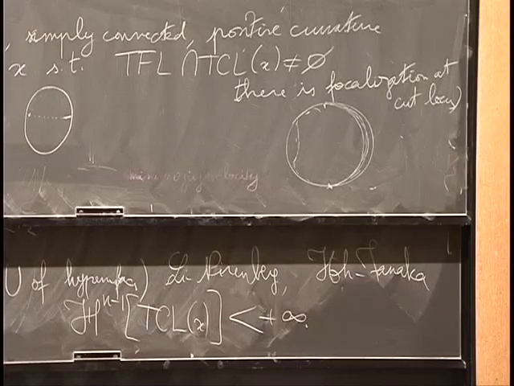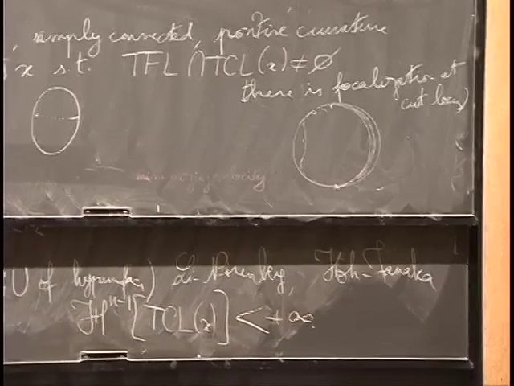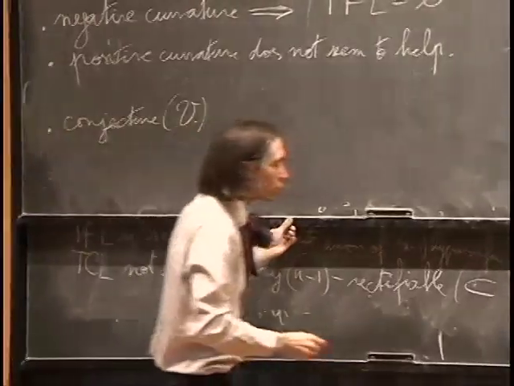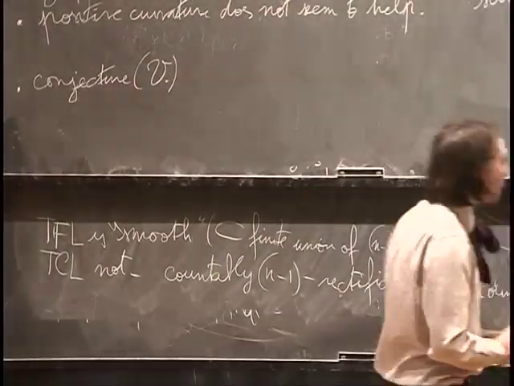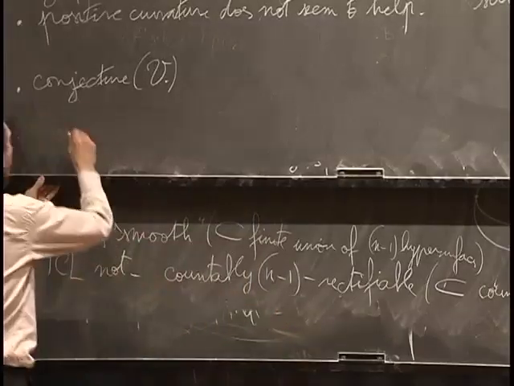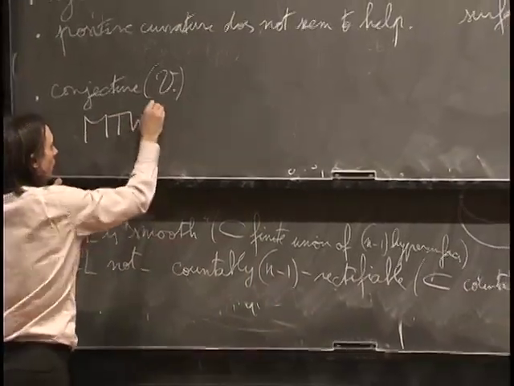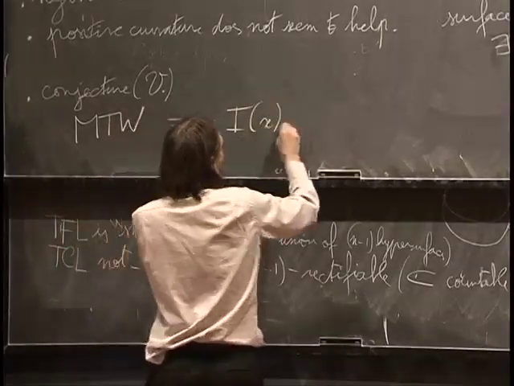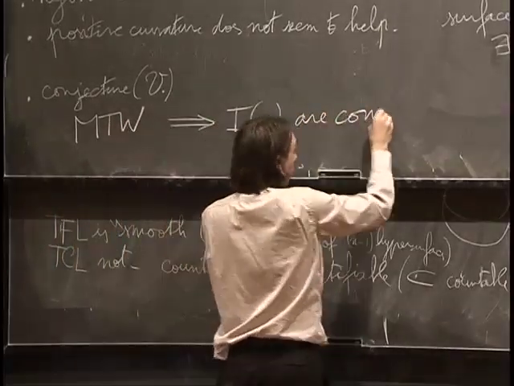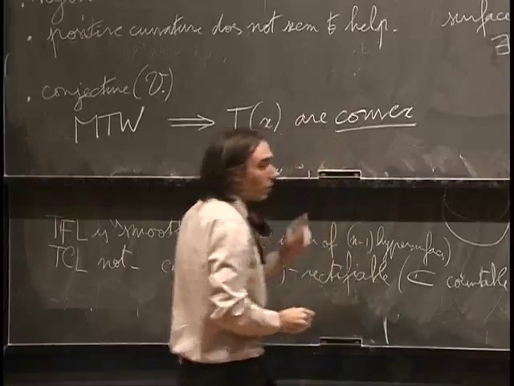Now I will state it in the form of a conjecture. I will state it in a form which has a good chance to be false, but let's be daring. And at least in certain particular cases, it is true. So conjecture: if the Ma-Trudinger-Wang condition is true, then injectivity domains are convex. Not semi-convex, convex.